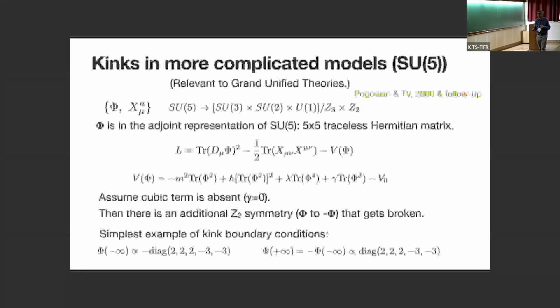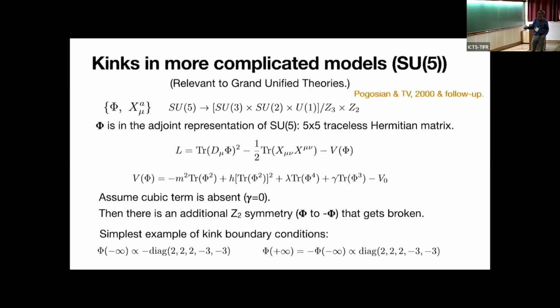Remember, I'm not solving any differential equations. I'm not doing anything of that kind. Just based on symmetry, I can tell you that there are domain walls in this model. And so what you can do is take phi to be minus 2, 2, 2, minus 3 on the left-hand side, and phi on the right-hand side to be minus of this thing, so that'll be plus 2, 2, 2, minus 3. And with these boundary conditions, you will automatically get a kink-like solution.